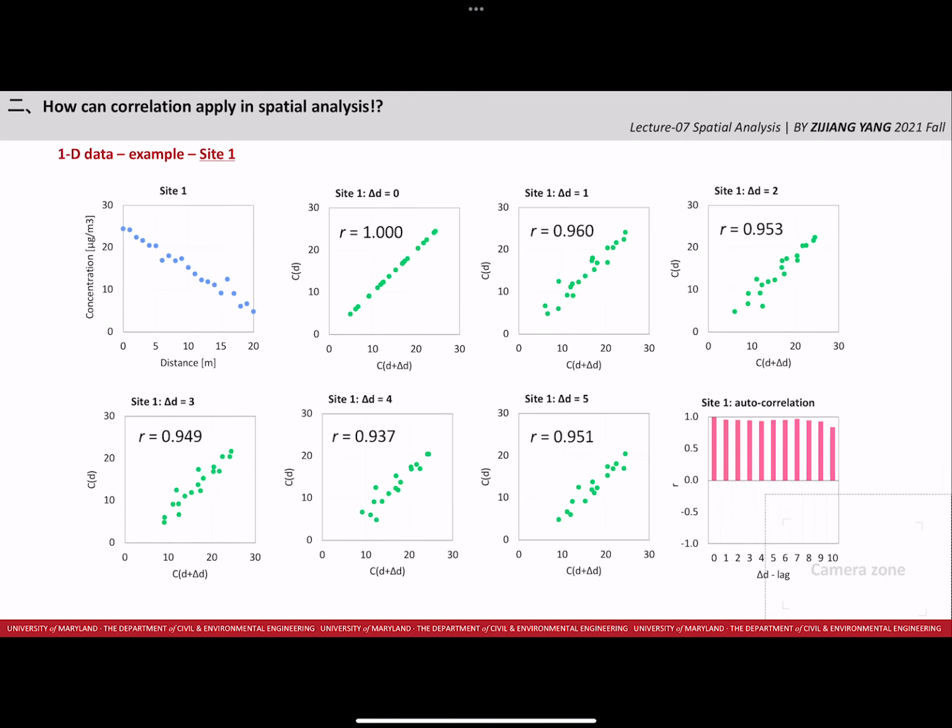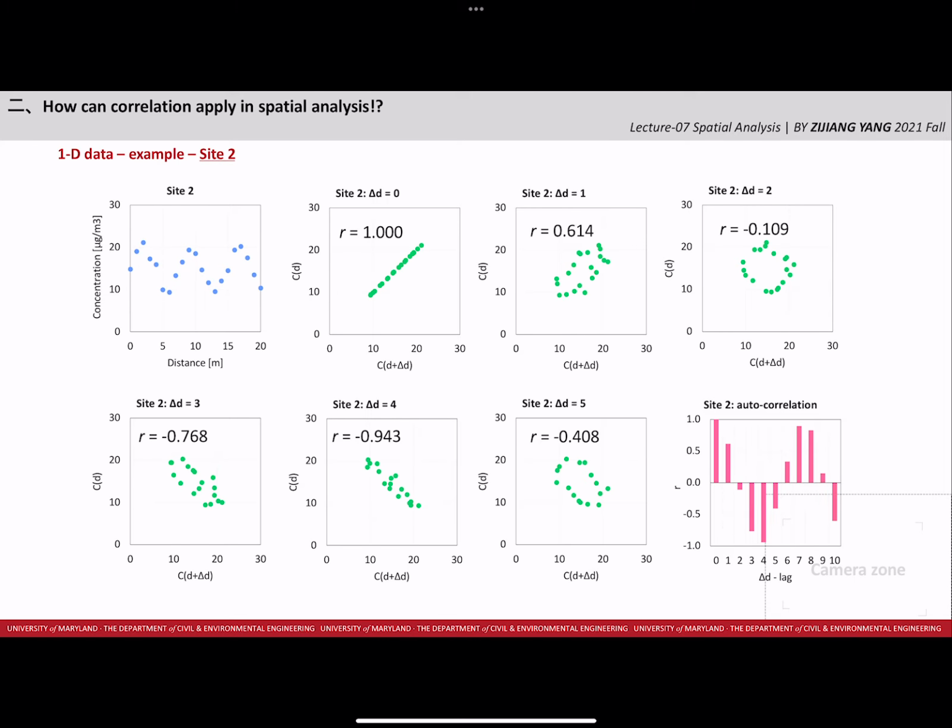So let's look at the autocorrelation of site 1. We can see site 1 is decreasing. If delta D equals 0, r equals 1, because the correlation between me and myself is always 1. But as D increases to 1, 2, 3, 4, 5, we can calculate all of these r's, and we can see they are relatively large, all above 0.9. We can also make the autocorrelation function plot, with delta D on this axis and r on this one. I just plotted up to 10. For sites where the concentration is consistently decreasing, the autocorrelation is stable at a relatively high level.